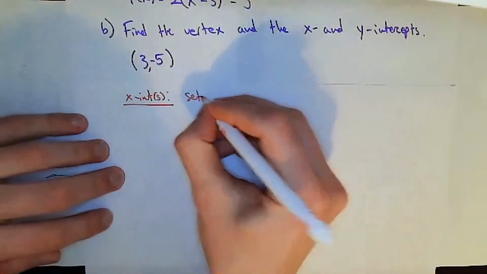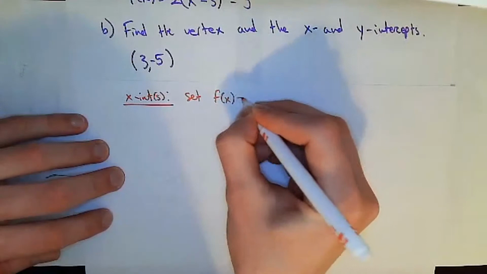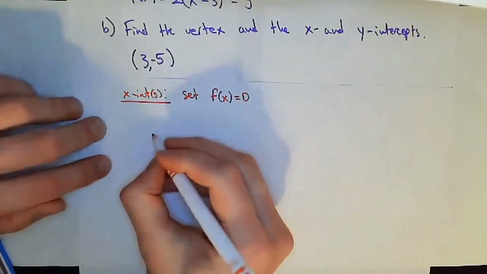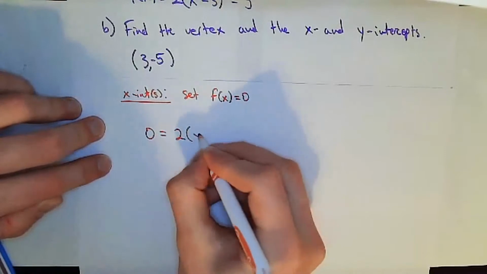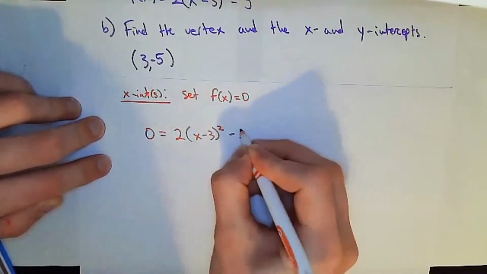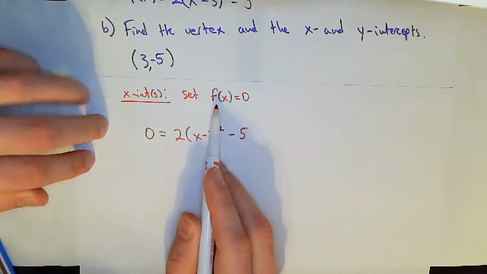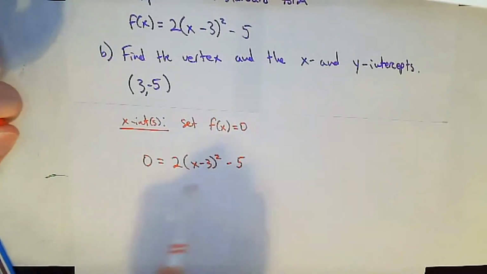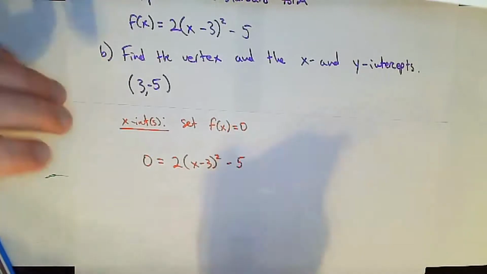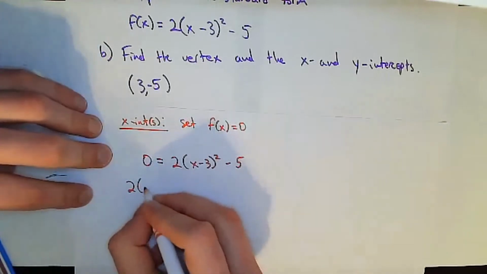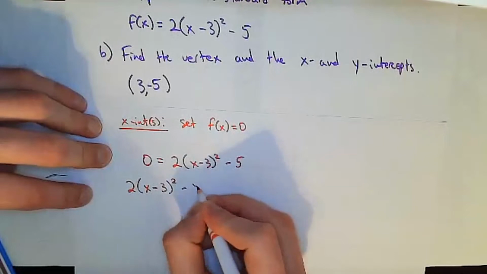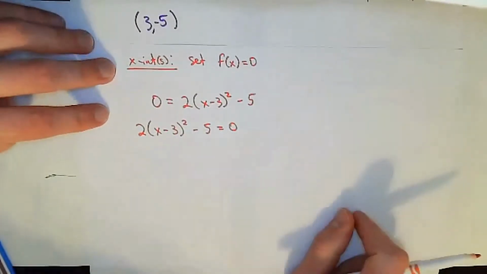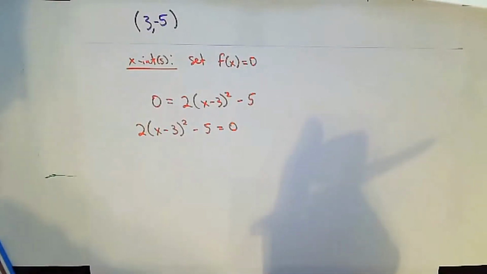What do we do? We set the output equal to 0, the function output, or the y value. So I write 0 is equal to 2 times (x minus 3) all squared minus 5. Literally set the output, f of x, equal to 0. So you're setting the actual function with x in it equal to 0. What do we do? Solve for x. Let me flip this around because we like to have the x on the left.